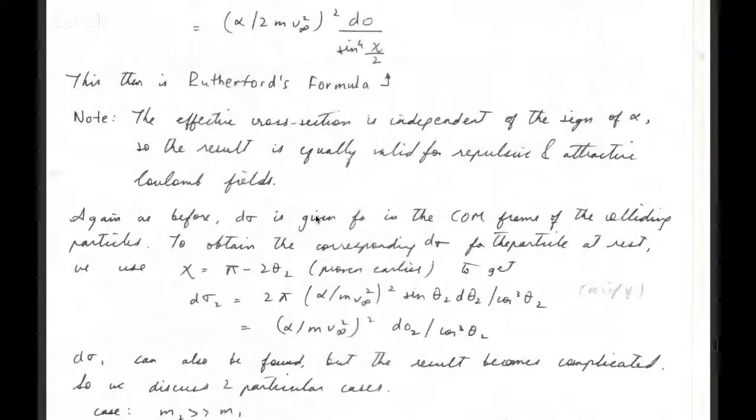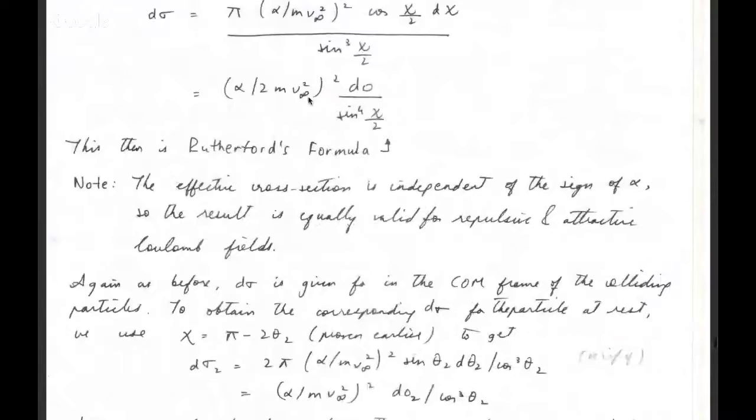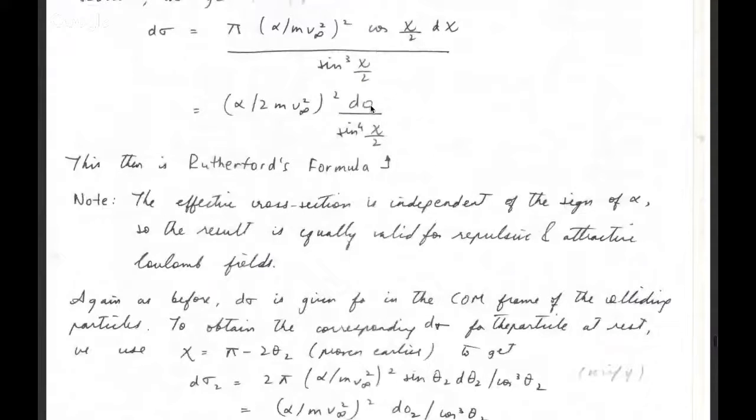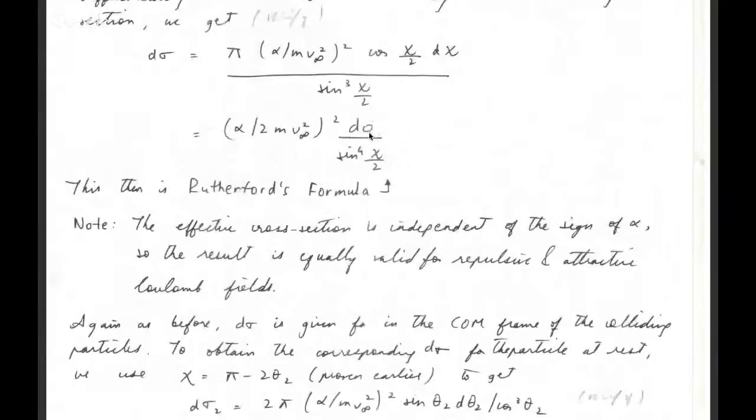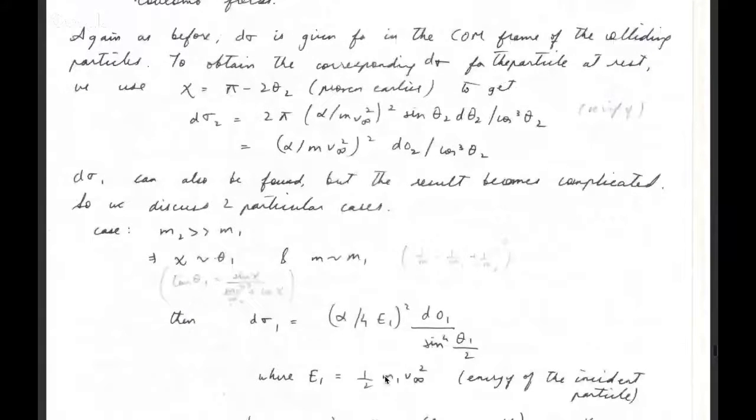chi is theta and m is m1. So this thing will be alpha by 2 m1 v infinity square, d omega. What is d omega? That is the solid angle, sine theta d theta d phi, over sine to the fourth theta 1 by 2, where you define E1 as half m v1 infinity square.